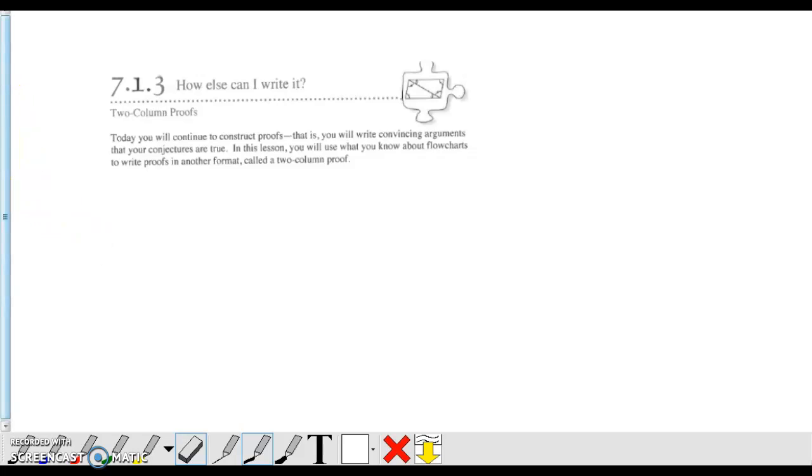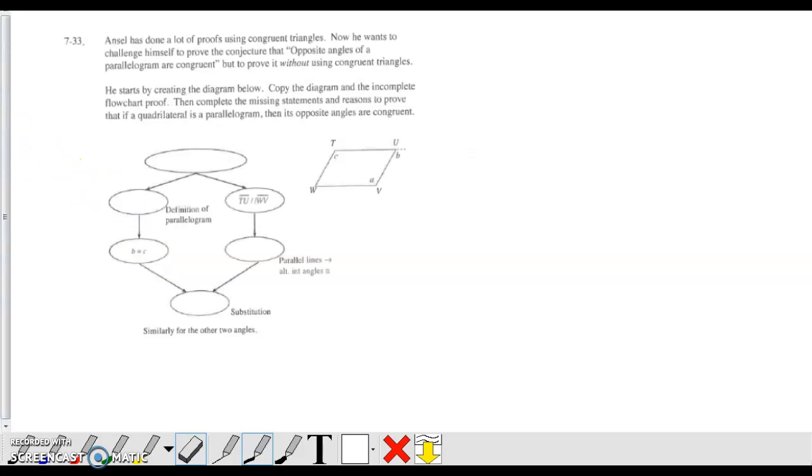So let's start off with a flowchart and then figure out how we are going to put that into a two-column proof. All right, so here's our first problem. Ainzel has done a lot of proofs using congruent triangles. Now he wants to challenge himself to prove the conjecture that opposite angles of parallelograms are congruent. He's trying to prove that A and C are equal to each other, but without using congruent triangles. Interesting. He starts by creating the diagram below. So go ahead, pause the video, and try to fill in this flowchart.